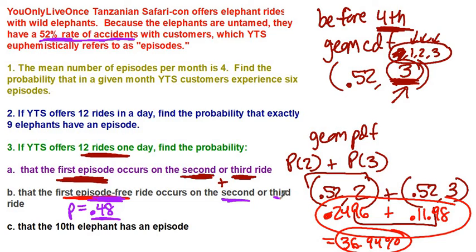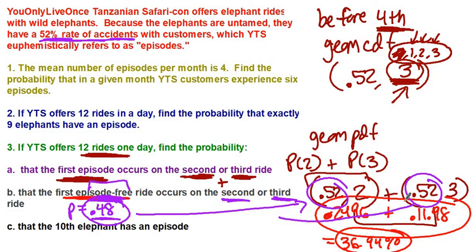So you basically have to do this exact same problem, but instead of using 0.52 here, use the chance of getting an episode free ride, of not getting an accident. So you plug in 0.48 there, and when you do that, you get 37.94%, similar to 36, but a little bit higher.